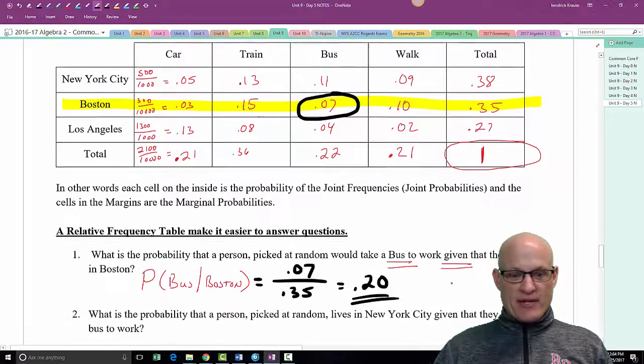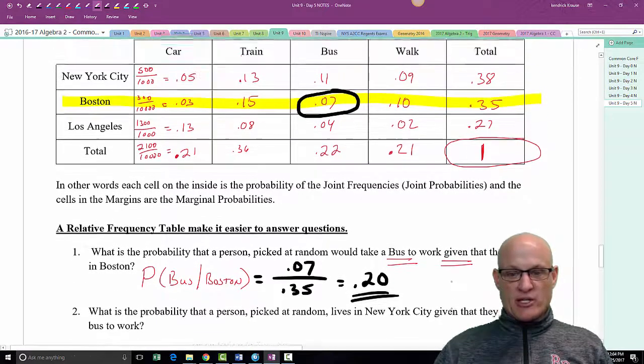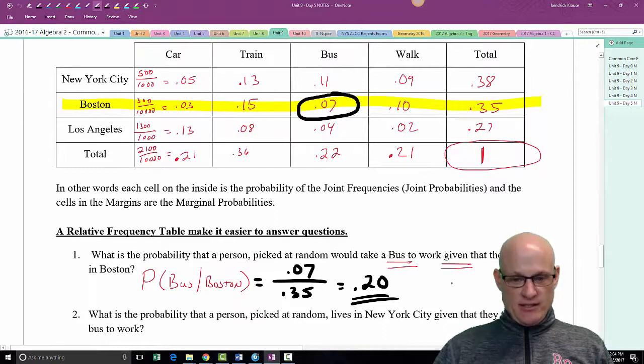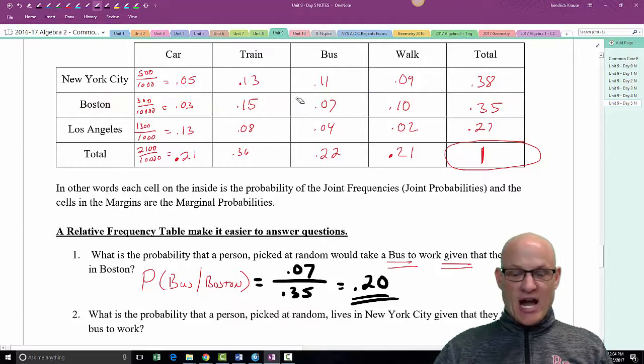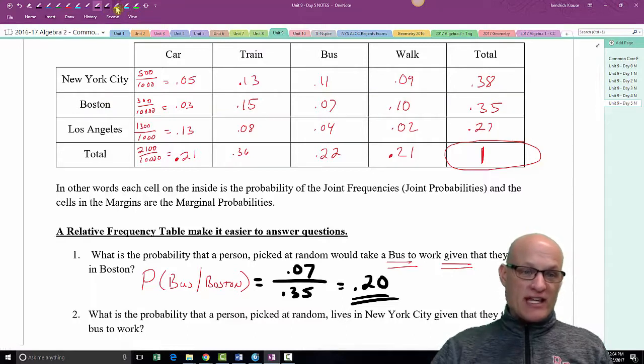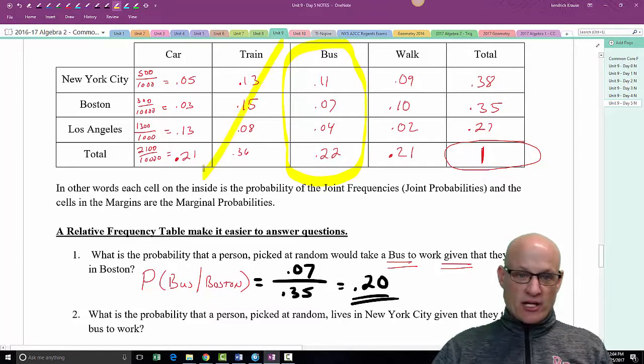What is the probability that a person picked at random lives in New York City given they take a bus to work? So again, now my new universe is taking a bus to work. There's my new universe. I don't care about this. I don't care about this. I don't care about this. My new universe is just here, bus.